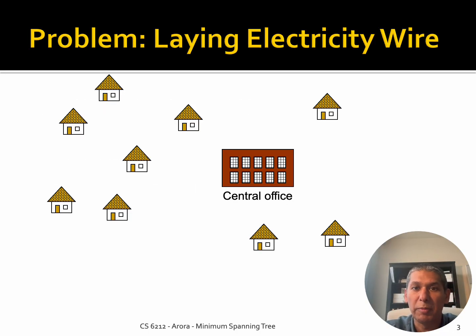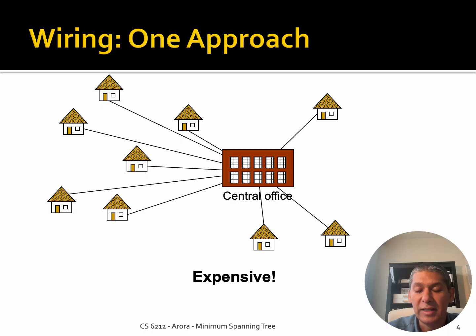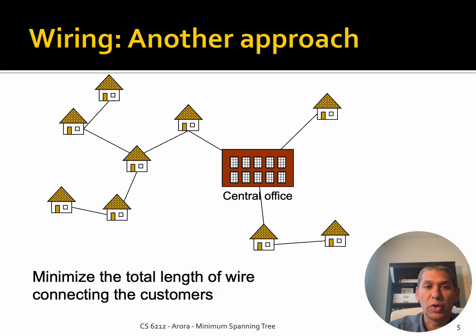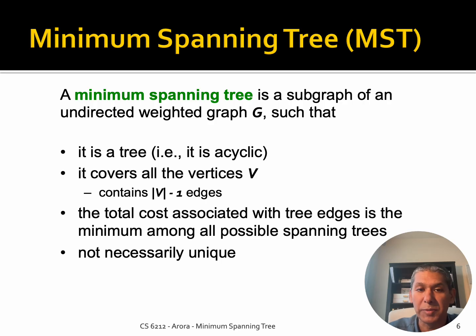So let's consider the problem of laying electricity wire connecting many residences to a central location. We could approach this as connecting each house to the central office directly, but that would be a very expensive solution because to dig wires from the office to each house might be very expensive. So a much easier solution is that we could minimize the total length of wire connecting the customers by connecting one house to the nearest house and then connecting to the central office. And that might give us what we will refer to as the minimum spanning tree.